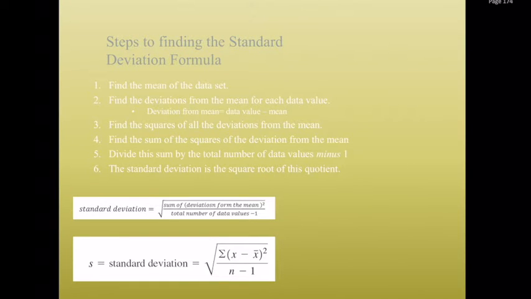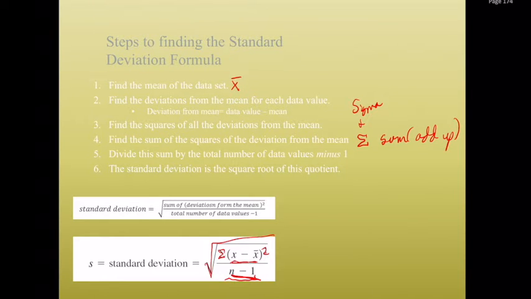So the first thing we have to do is find the mean of our data set. So we need to find our X bar. Then we find the deviations from the mean for each data value. So we take each data value minus the mean. Then we square all of the deviations from the mean. We take the sum. This is a capital Greek letter, sigma, and it means take the sum. So that means add everything together. Then we divide the sum by our total number of data values minus 1, and then we take the square root of this answer. And that gives us our standard deviation.